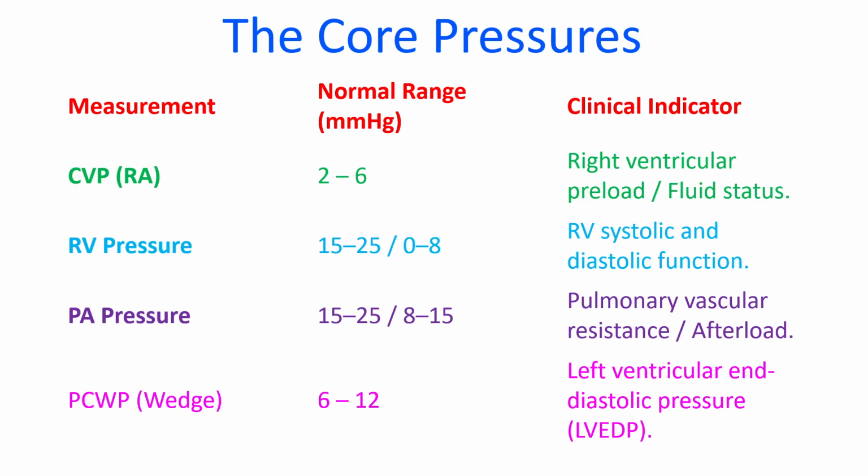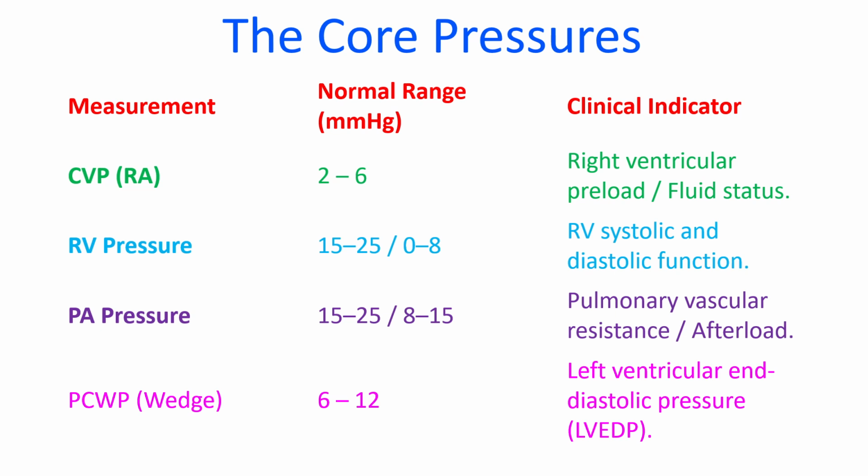As the catheter travels from the right atrium to the pulmonary artery, each stop provides a specific pressure reading that tells a story about the heart's volume and function. CVP or RA pressure, normal range is 2 to 6. It represents the right ventricular preload or fluid status. Right ventricular pressure 15 to 25 systolic and 0 to 8 diastolic, reflecting RV systolic and diastolic function.